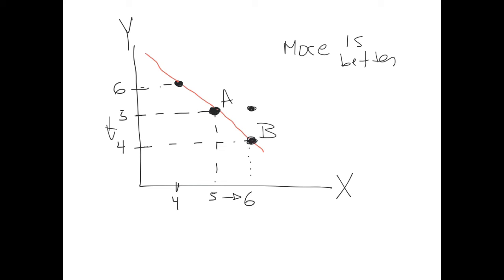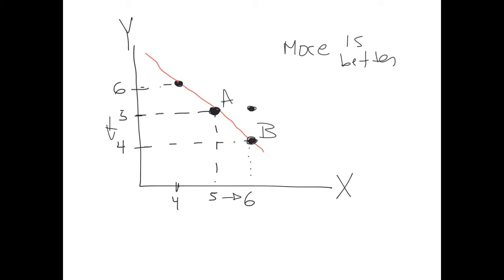So one of the implications of the more is better assumption is that the indifference curves are always going to have a negative slope. If you give the consumer one of the goods, then in order to remain indifferent, you have to take away some of the other good. If not, the consumer will be better off.